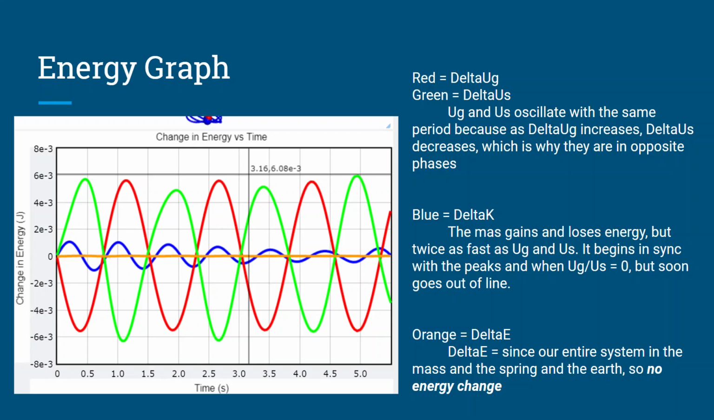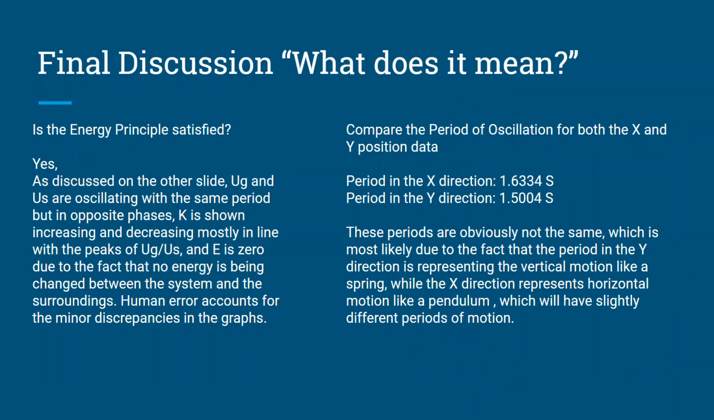And my orange line is my delta E, which is a constant straight line at 0, which it should be because our entire system of the spring, the mass, and the earth is not changing energy with its surroundings, so therefore the change in total energy is 0. For the final discussion, what does it mean? The energy principle is satisfied because, as I was discussing on the previous slide, the UG, US, and K are all being shown as they should be in line with the fact that the system is just the Earth, the spring, and the mass itself.